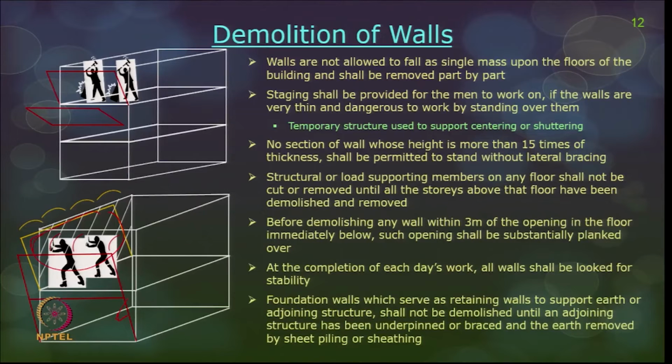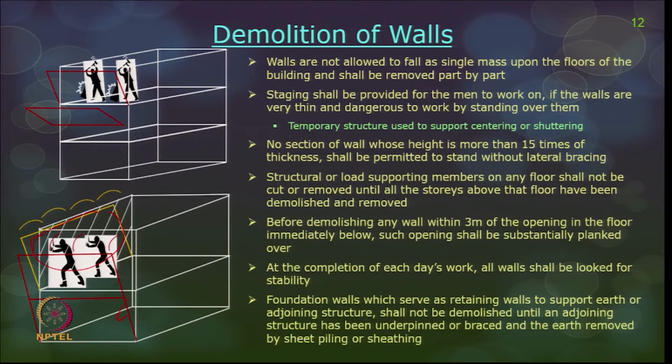As seen in this picture, when the workers are trying to collapse a portion of this particular wall, the wall starts automatically to collapse. Accordingly, lateral bracing has to be there. Unless the wall height is more than 15 times the thickness of the wall, it should not be allowed to stand on its own. Structural or load supporting members on any floor shall not be cut or removed until all the stories above that floor have been demolished or removed.